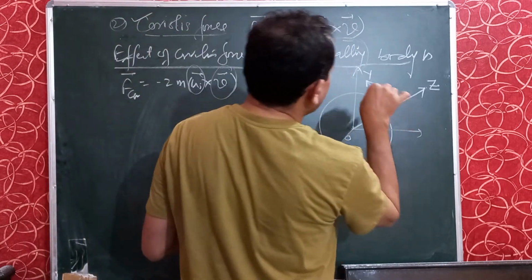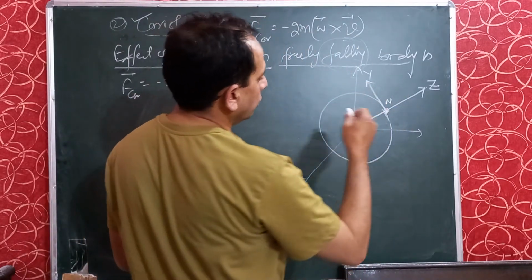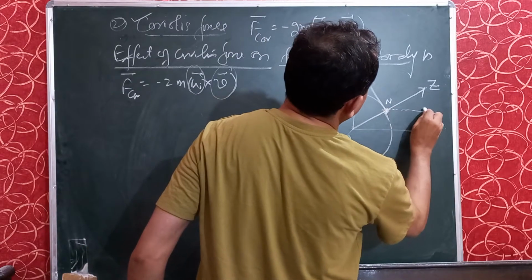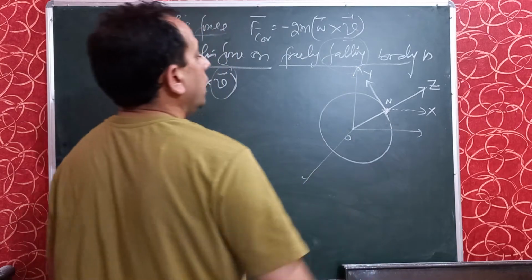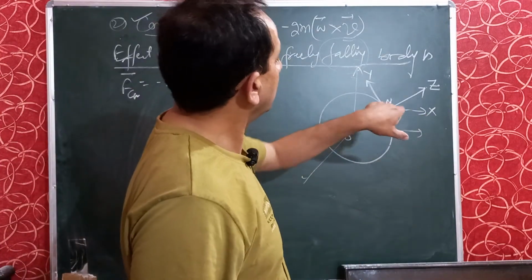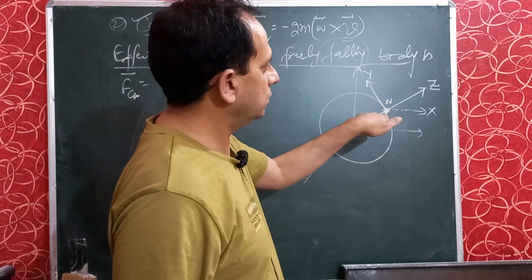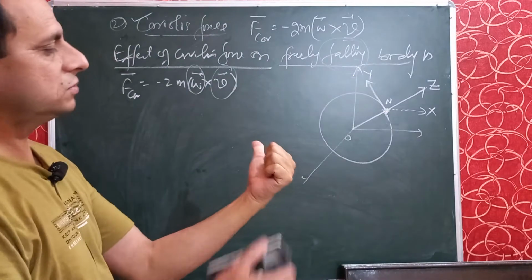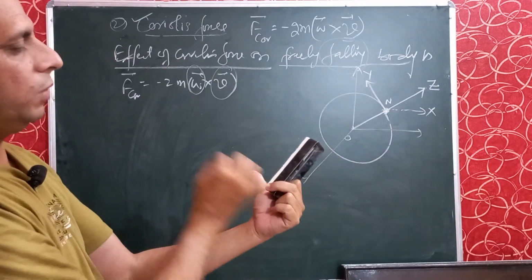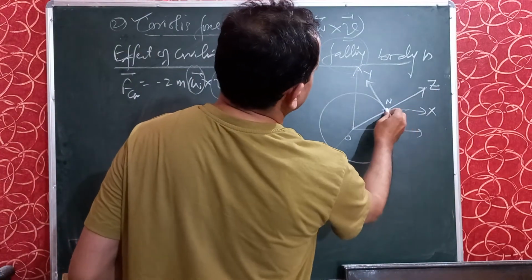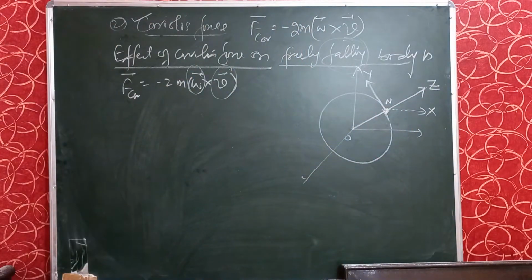So x axis is inward to the board. Let z axis be like this. Actually, this is not the x axis; the x axis is inverted, which is inside the board, because of the order x, y, z in this case. So x, y, z, this is our coordinate system we will use in Coriolis force.